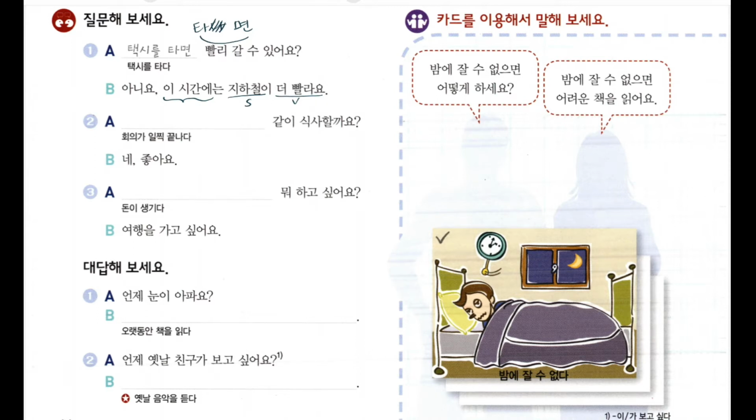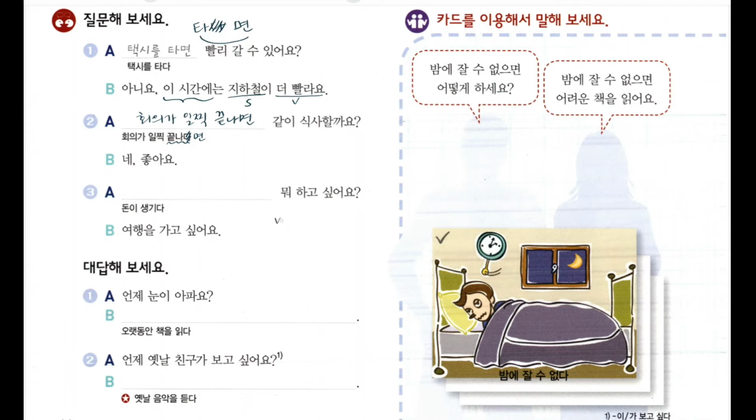2번 갑시다. 회의가 일찍 끝나다. To finish the meeting early. 같이 식사할까요? Shall we have a meal together? So you want to say, if the meeting finishes early, shall we eat together? 어떻게 말해요? We just changed the last bit, isn't it? 끝나다, get rid of 다, 받침 없어요, 면 말해요. 그래서 회의가 일찍 끝나면 같이 식사할까요? 네, 좋아요.